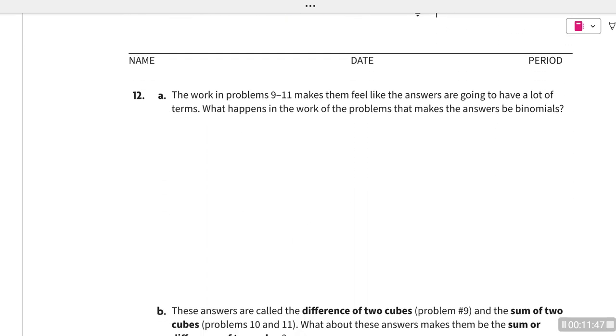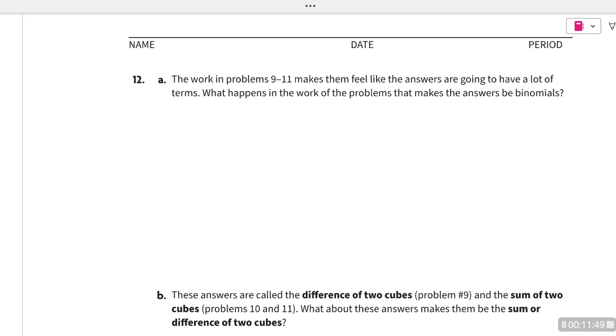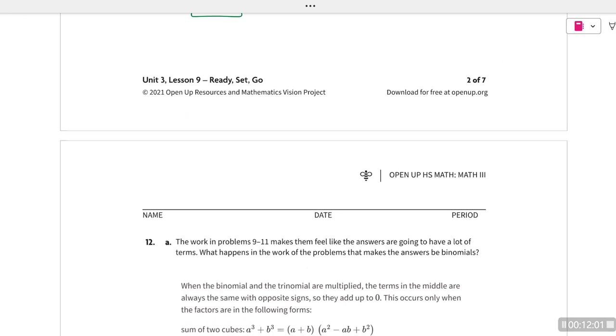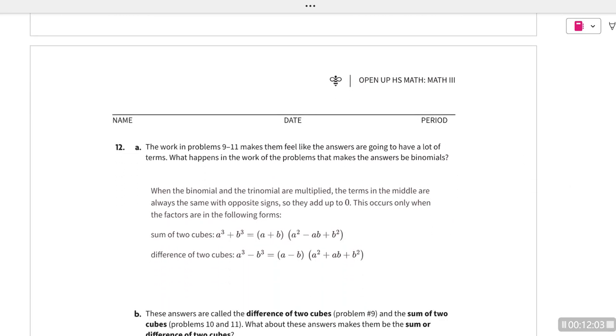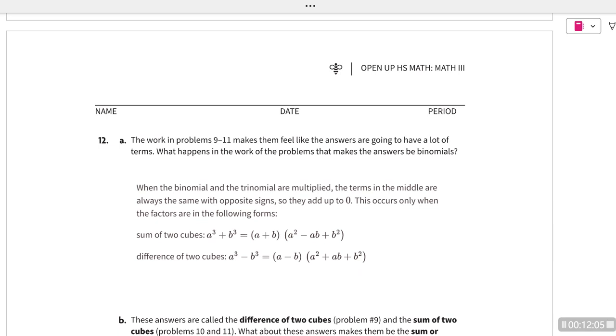So problem 12a says, the work in problems 9 through 11 makes them feel like the answers are going to have a lot of terms. What happens in the work of the problems that makes the answers be binomials? Okay, so for this problem, instead of handwriting this out, I have some typed answers here.